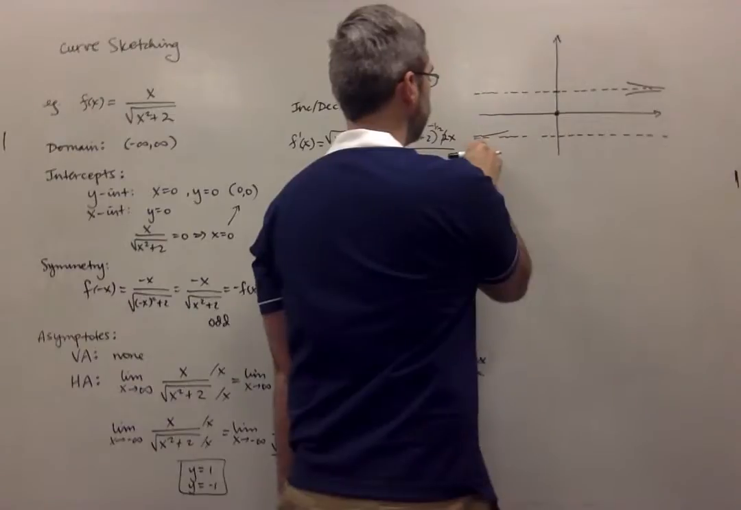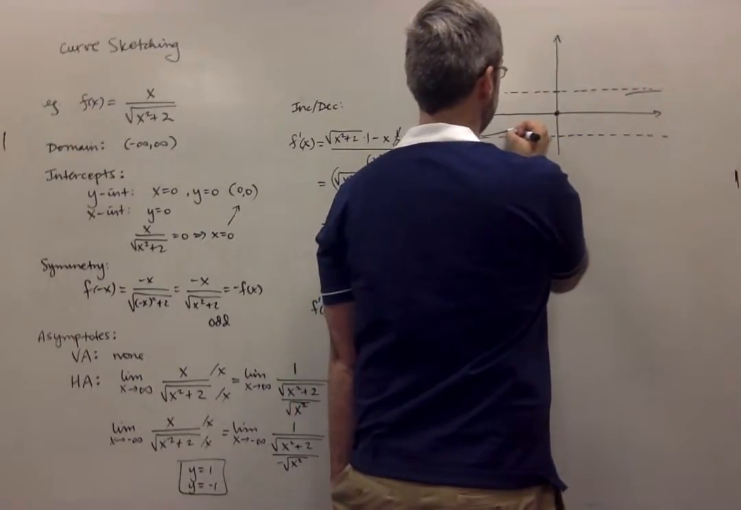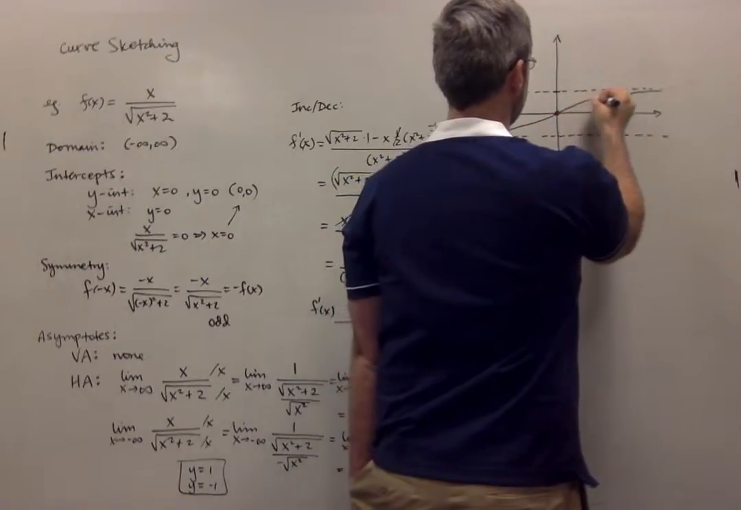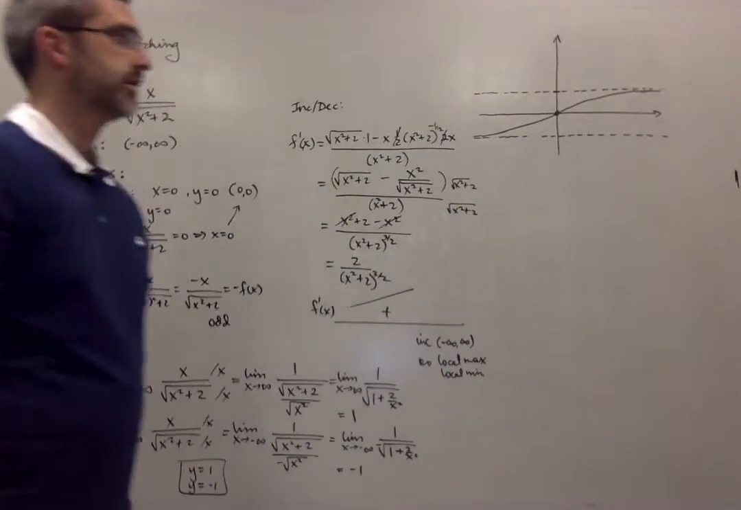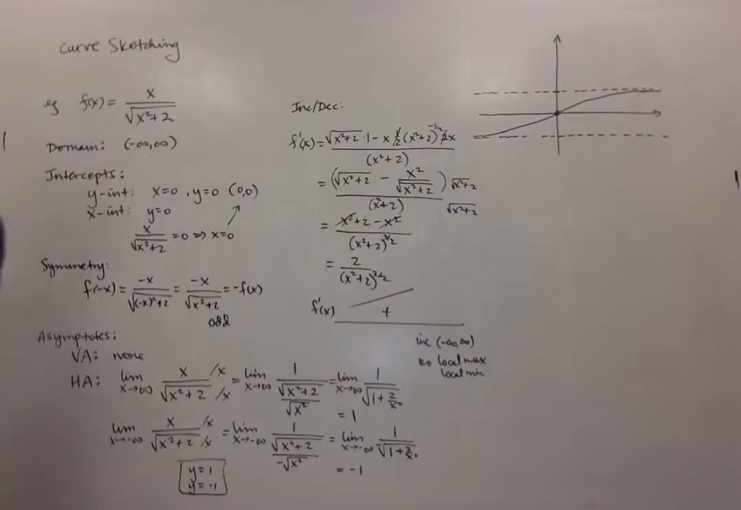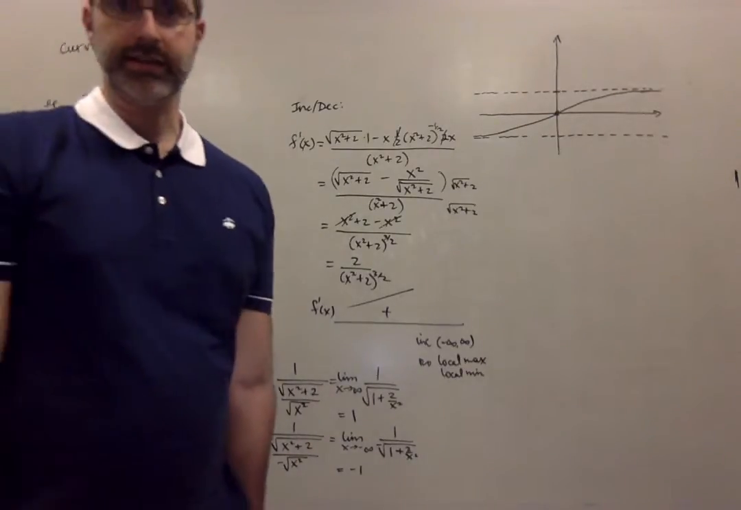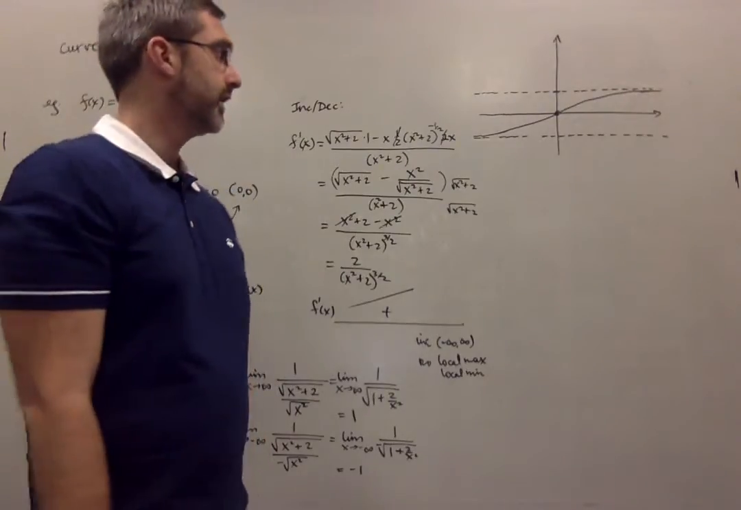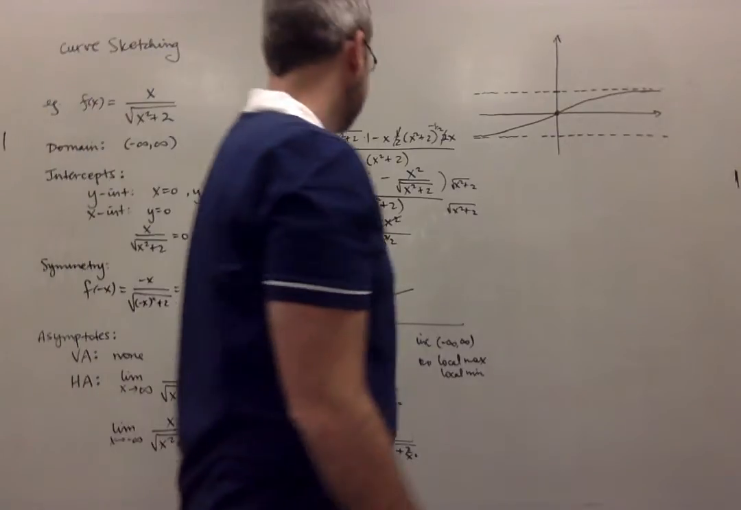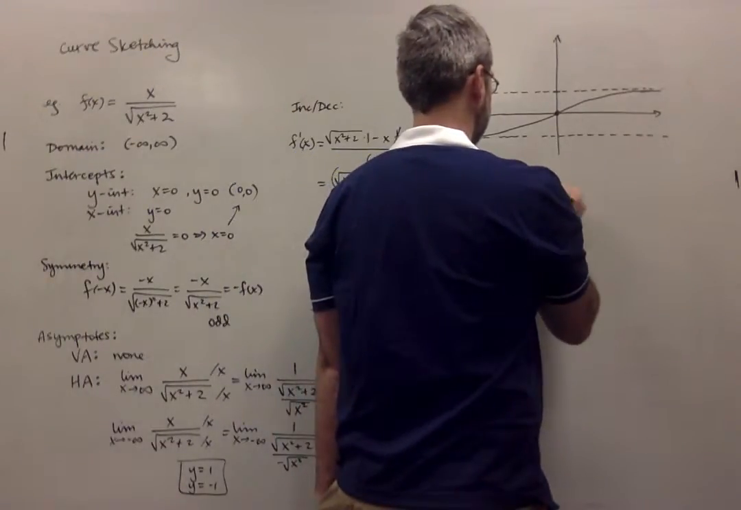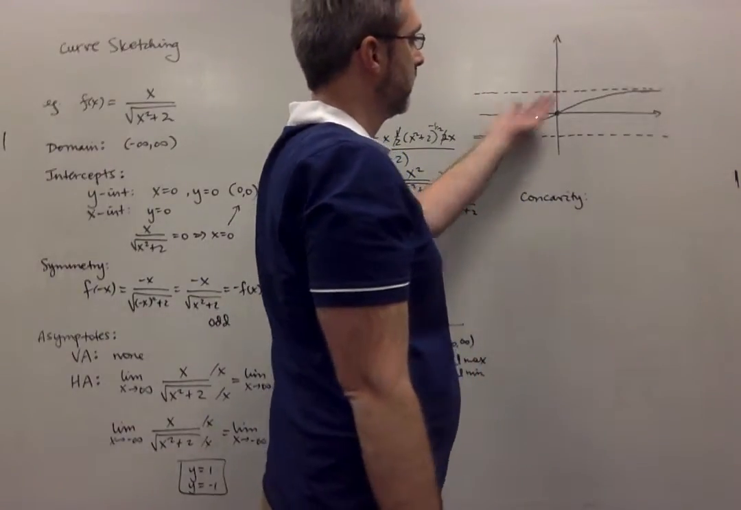So this is going to have to start down here, go up, and then over like that. I guess it probably looks a lot like another function that you're familiar with, which is arctangent. It actually looks quite a bit like that right now. Now let's look at concavity. I'm guessing it's going to be concave up here and concave down here.